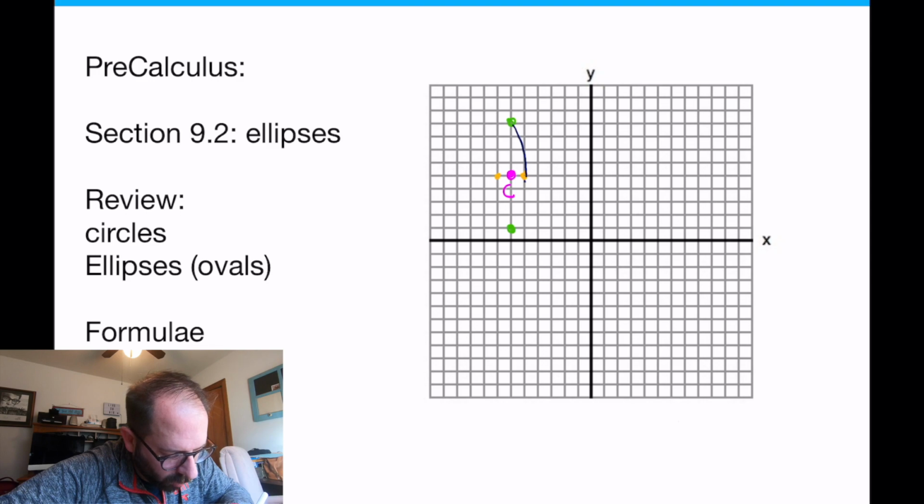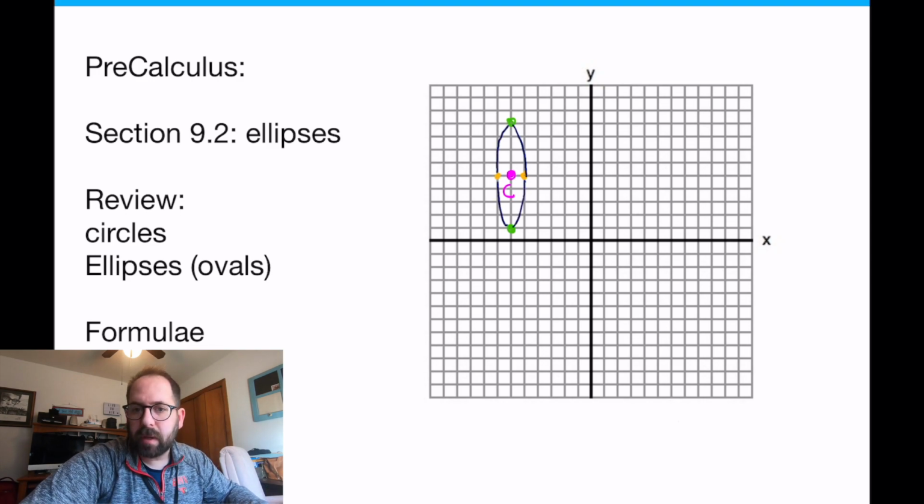Now, what we talked about last week was where the major axis would be. The major axis is the longer distance. In this case, the longer distance would be up and down. So that would be below the y number.